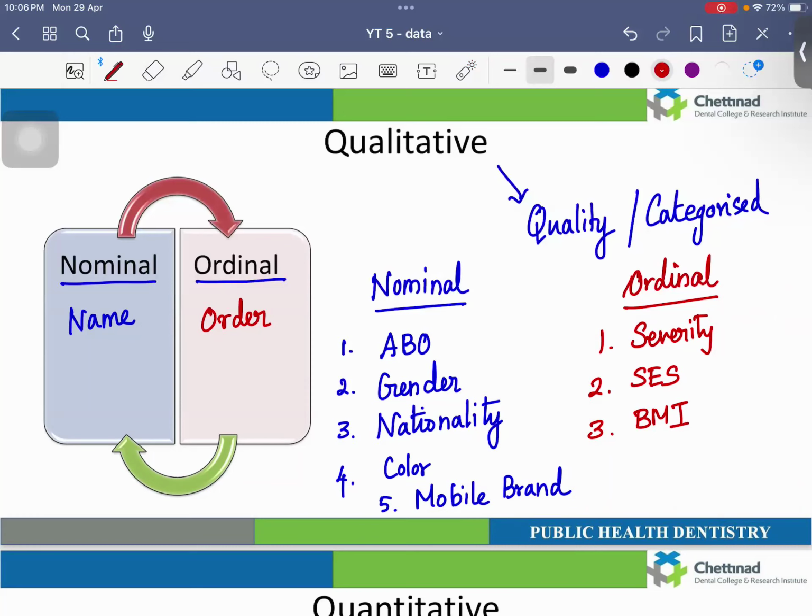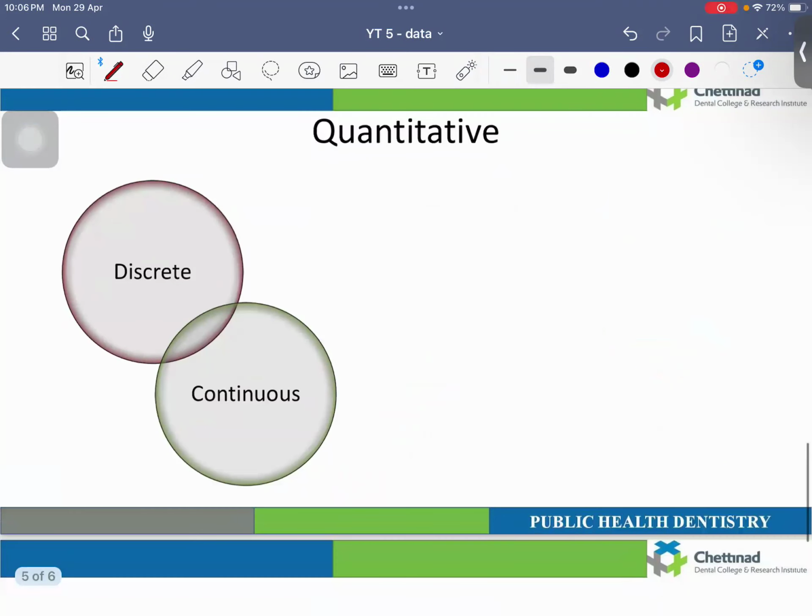So nominal data means just names. Ordinal data means, along with being names, there is a hierarchy. There is an order within. This is called nominal and ordinal data.